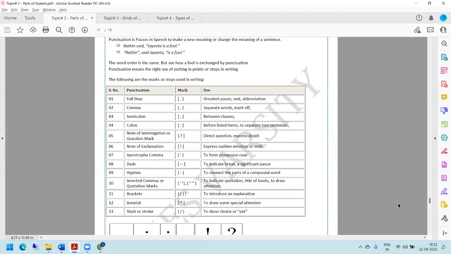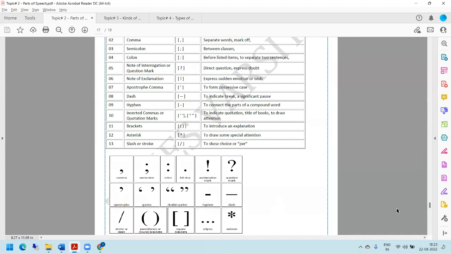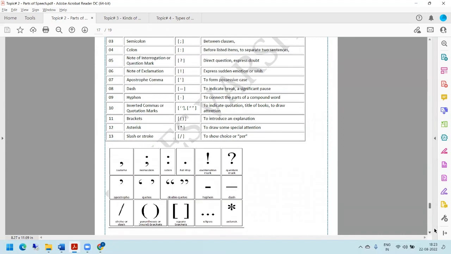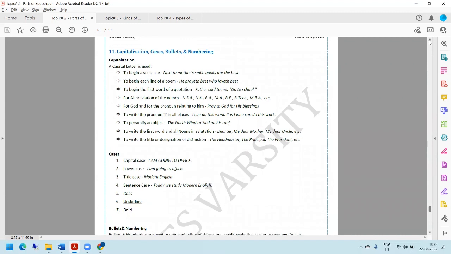We will see some examples. Then brackets, like square bracket, then round bracket, to introduce an explanation. Asterisk to draw some special attention. Slash or stroke to show choice, or para. So here it is a comma, semicolon. So these are the punctuations. So this is about punctuation. So we will start using them.